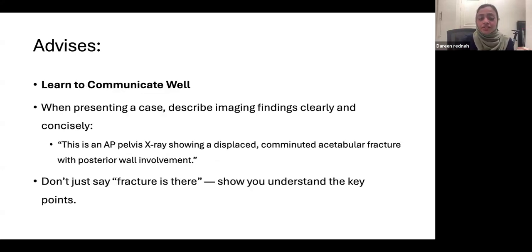Learn to communicate well. When presenting a case, describe imaging findings clearly and concisely. This is an AP pelvis X-ray showing a displaced, comminuted acetabular fracture with posterior wall involvement. Do not just say a fracture is there. Show your understanding of the key points.